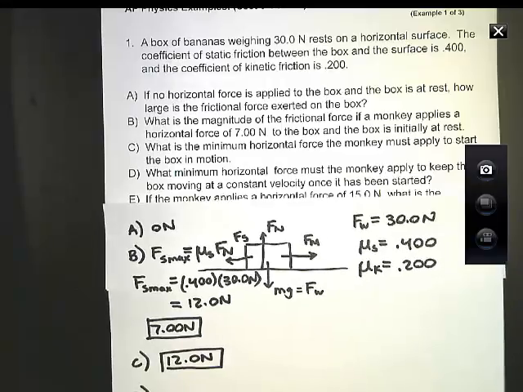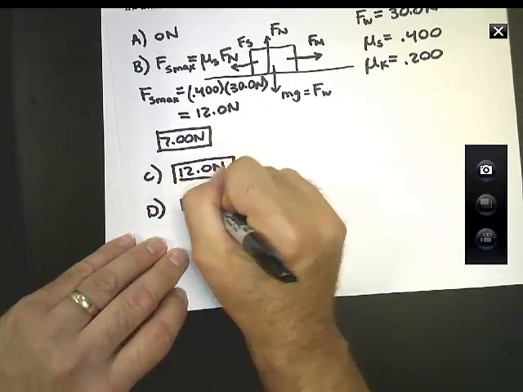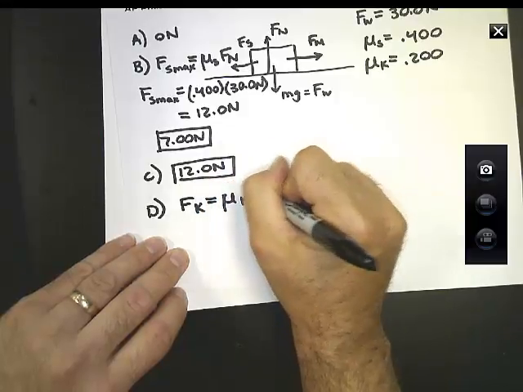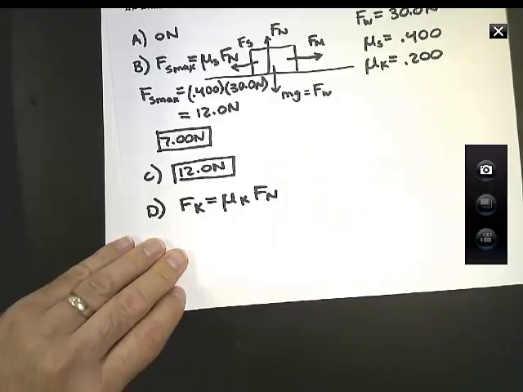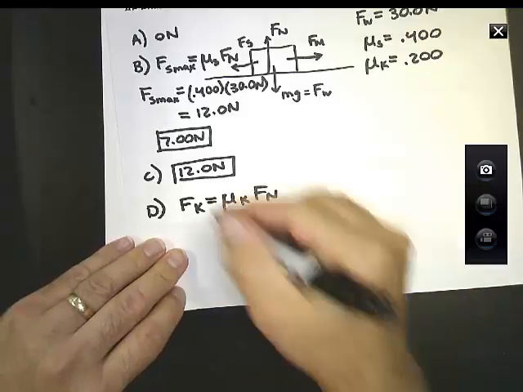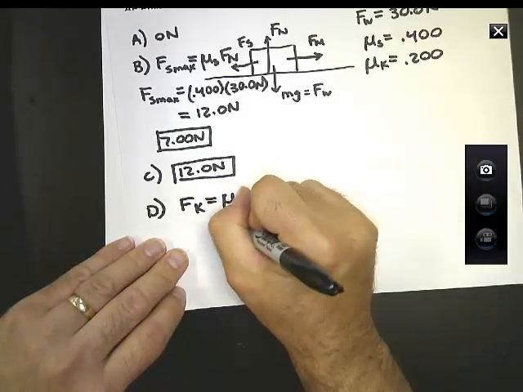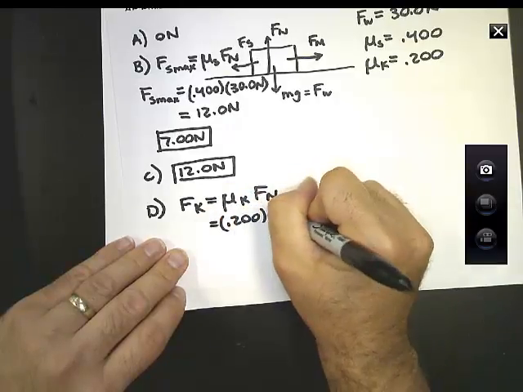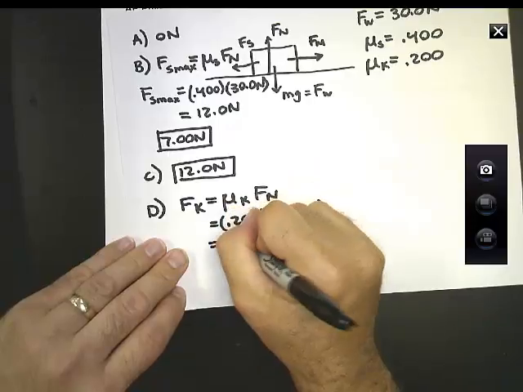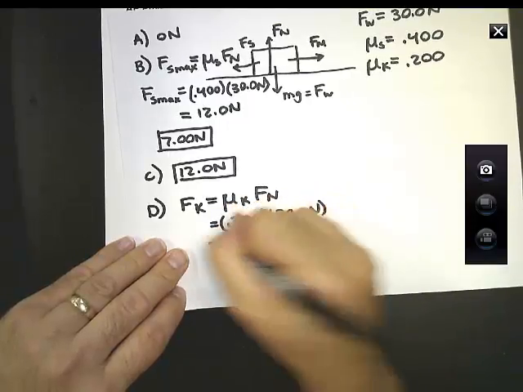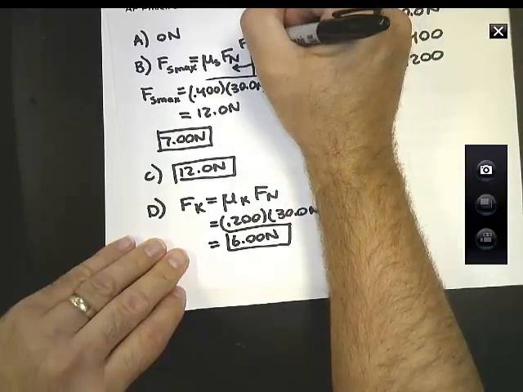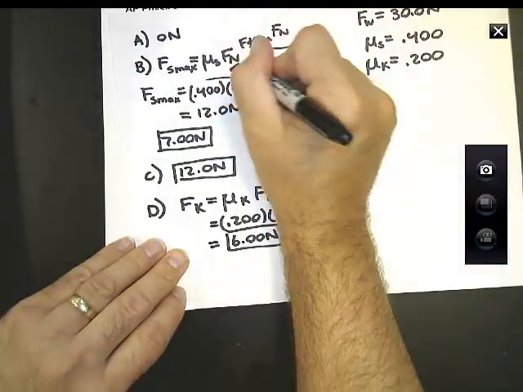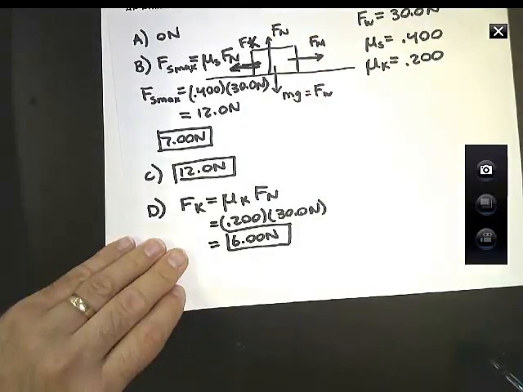D, what minimum horizontal force must the monkey apply to keep the box moving at a constant velocity once it gets started? So now we're into kinetic friction. Once this thing gets started, we're in this easy realm of kinetic friction. We don't have to worry about it changing from 0 to some maximum value. Kinetic friction is basically a constant for this particular situation. So we're going to say 0.200 is the coefficient. The normal force is 30 newtons, so the answer is 6 newtons of force. So if the monkey applies 6 newtons of force this way, the kinetic friction is now 6 newtons in the opposite direction, and this thing will move at a constant velocity.